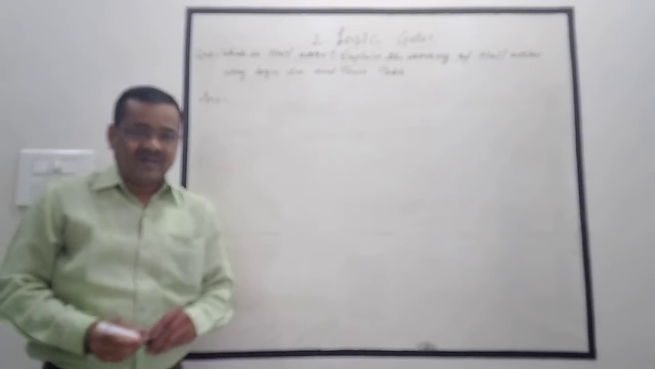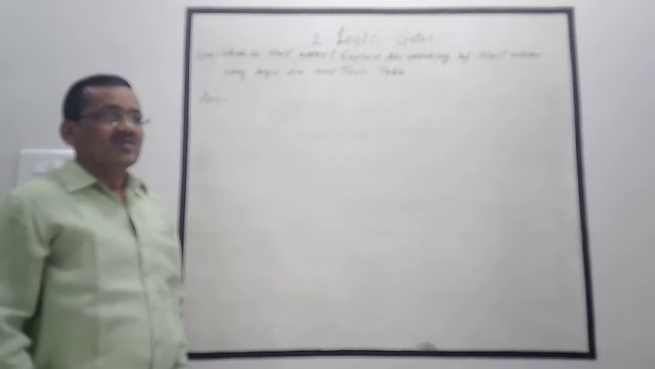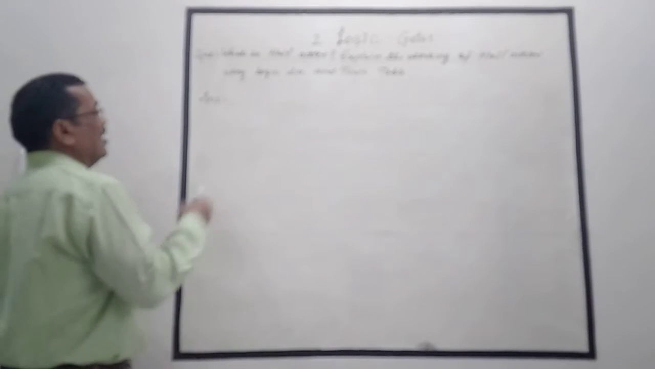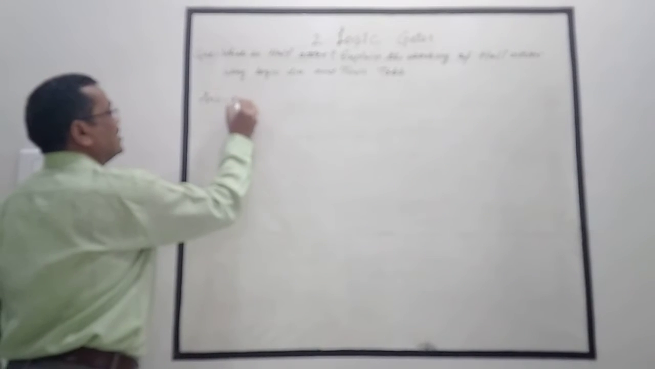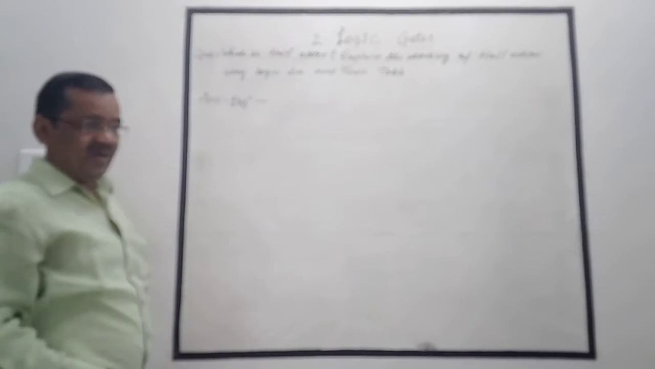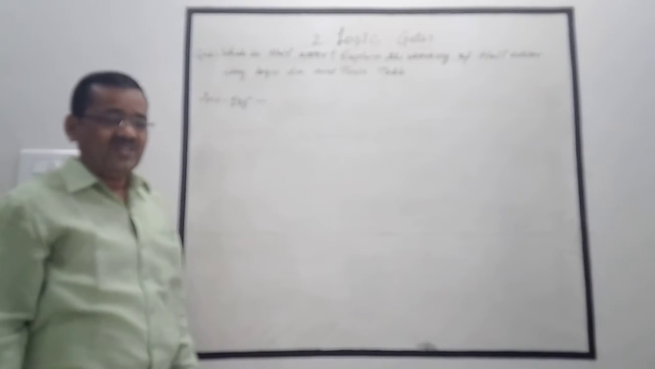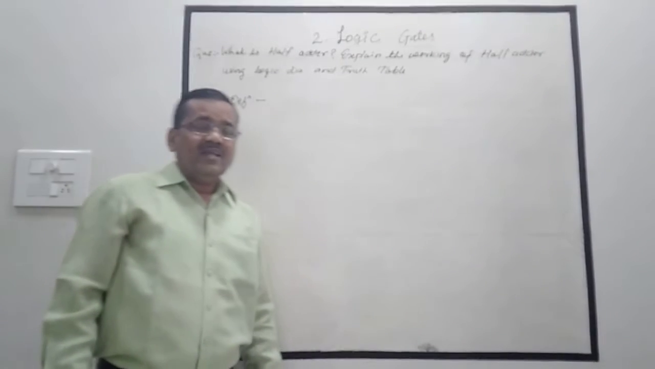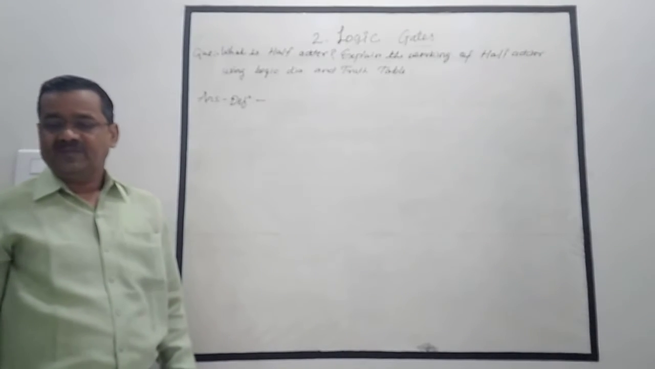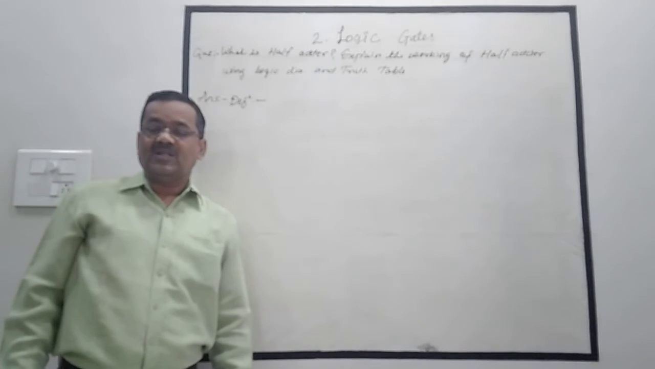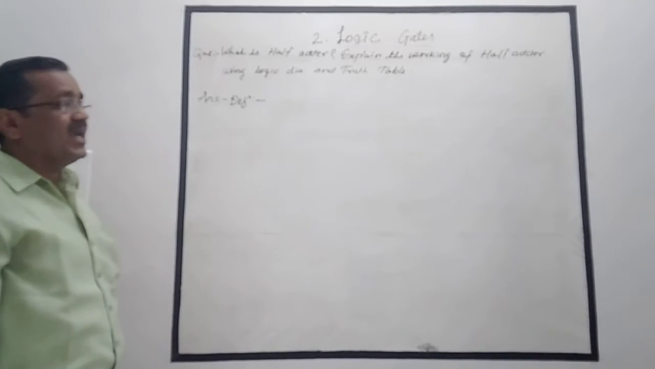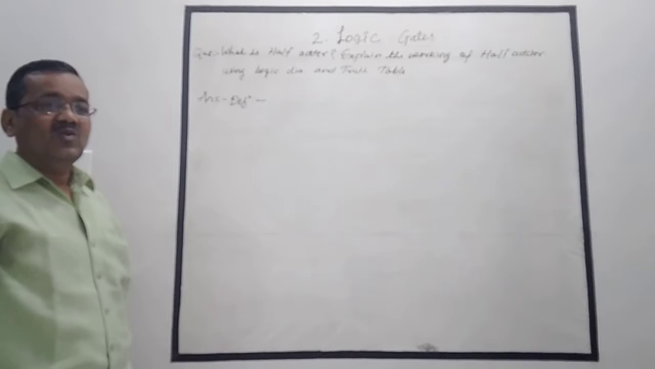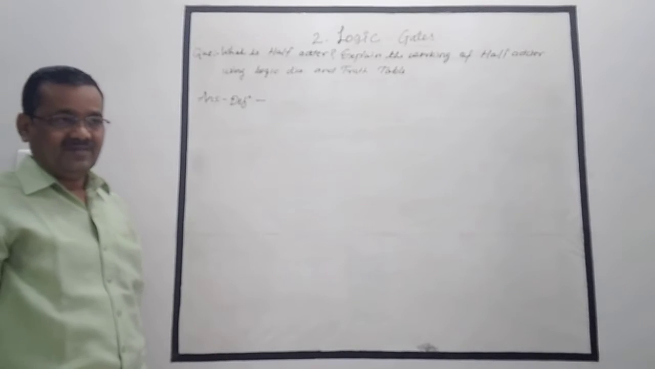What is a half adder? So, the definition of half adder. First write the definition, because what is half adder? That means we have to write the definition of half adder. Half adder is a logic circuit which can add two binary bits.